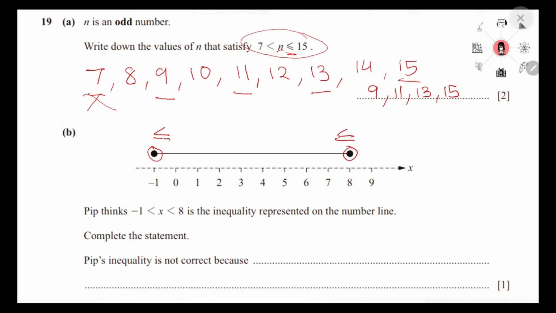Therefore, we'll write here that it's because both signs are supposed to be greater than or equal to.